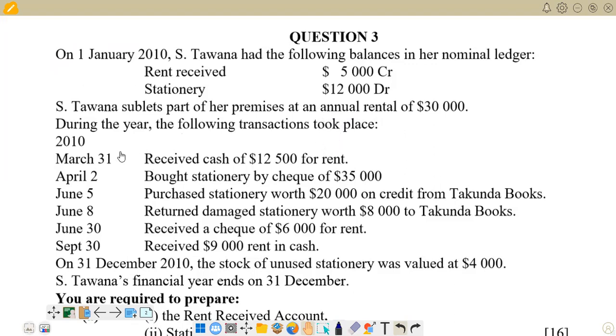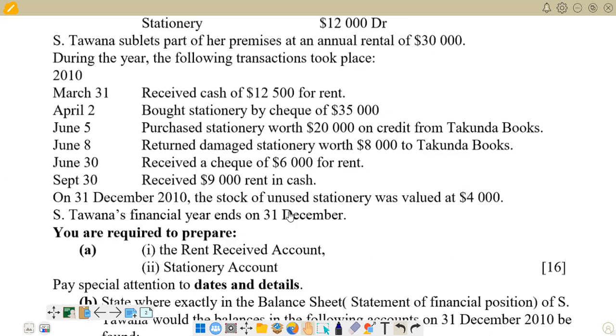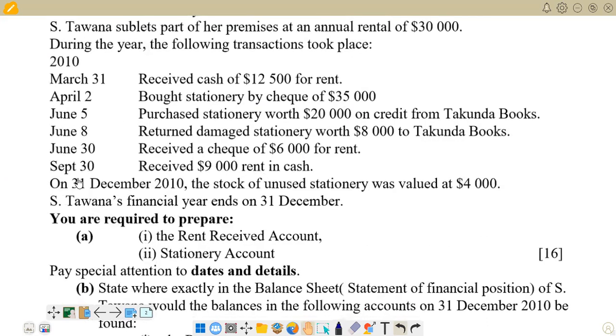The next information says on 31 March, received cash of 12,500 for rent. And then we have other transactions that are there. Let's quickly move on to what is required in this question. Then we can move on to the statement that on 31 December, the stock of unused stationery was valued at 4,000. Estawana's financial year ends on 31 December. So basically, if it's ending on 31 December, it means it's starting on 1 January.